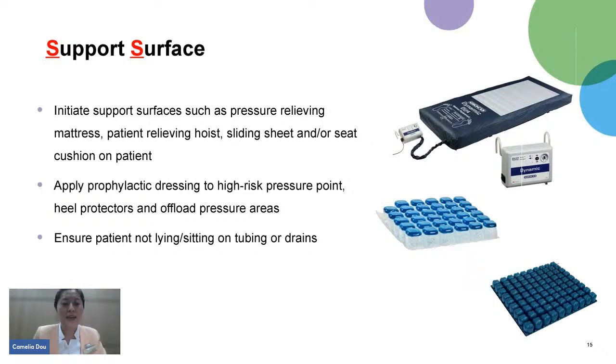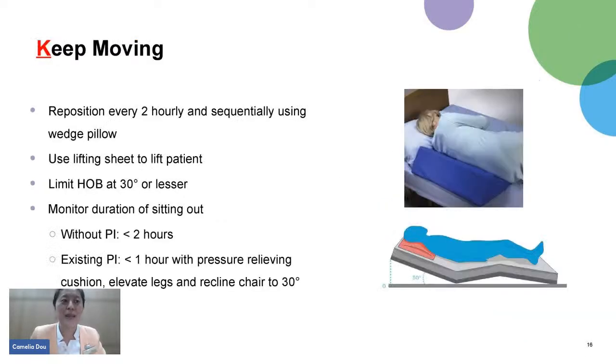Then, for patients with drains and tubing, try to keep them away from it. Don't let the patient lie on the urine catheter, the NG tube, or the feces line. Make sure the patient is away from these devices. So this support plays a very important role in offloading. All patients at risk, with a score of 15 and below, must be put on a mattress or seat cushion for offloading. All right, next slide, please.